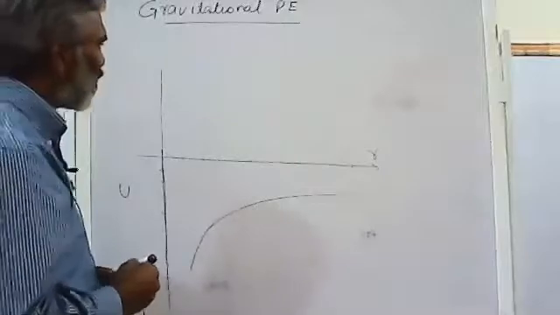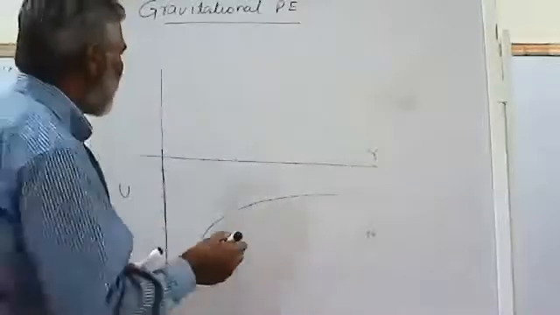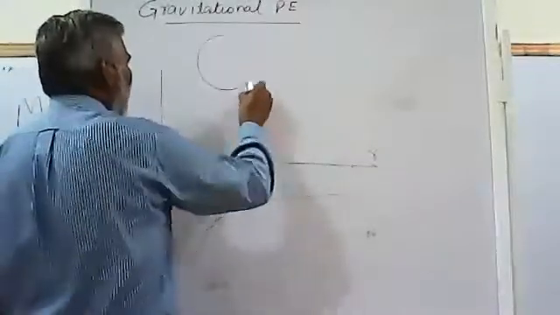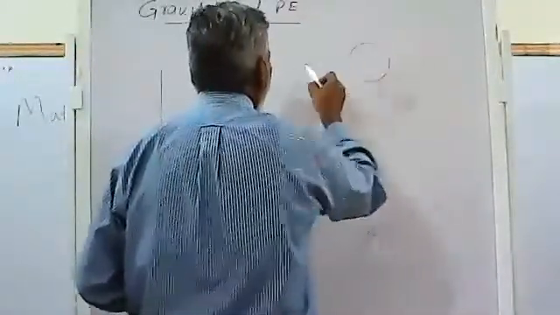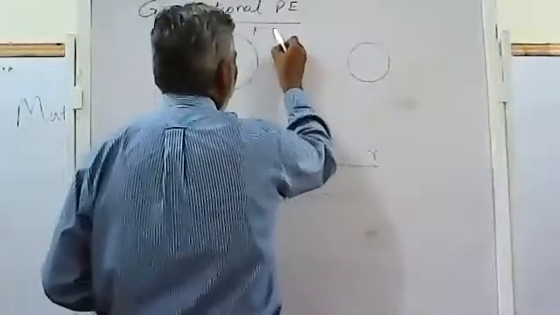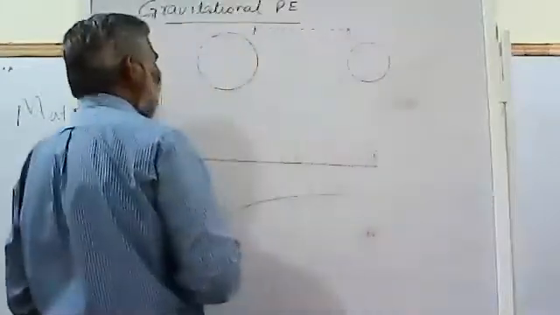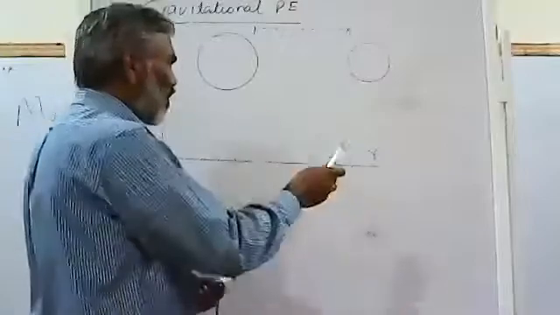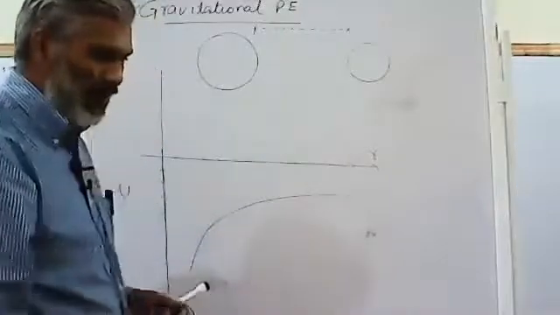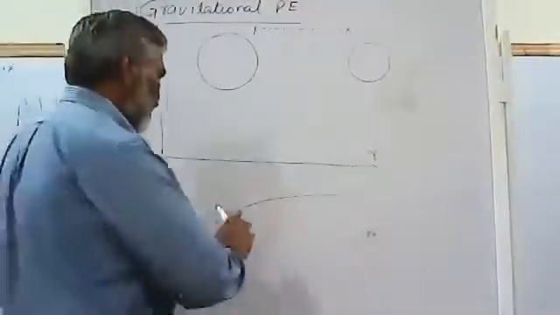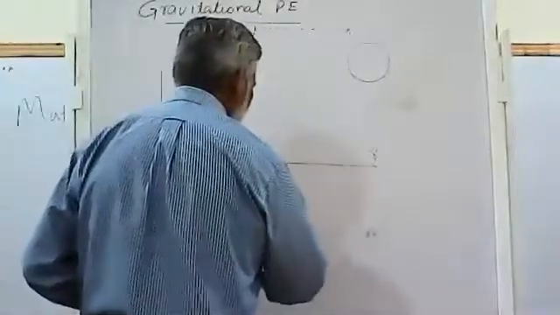But what happens if instead of one mass, you have two masses placed side by side? Let's say you have a mass here, and at a certain distance away you have another mass here, and there is a separation mentioned between these two. The surfaces have a separation mentioned, and the gravitational potential energy is to be shown varying between this space. Then what change in this curve is expected? The change is something like this.